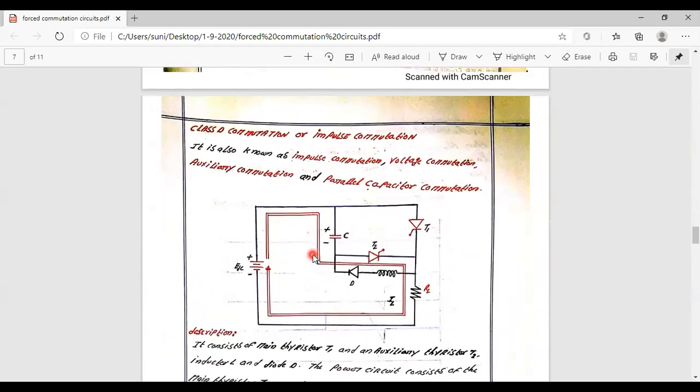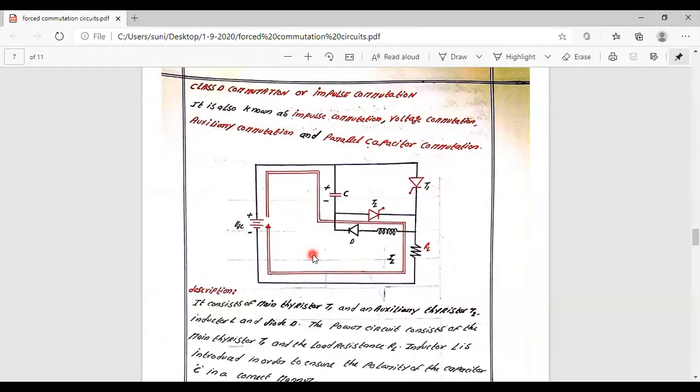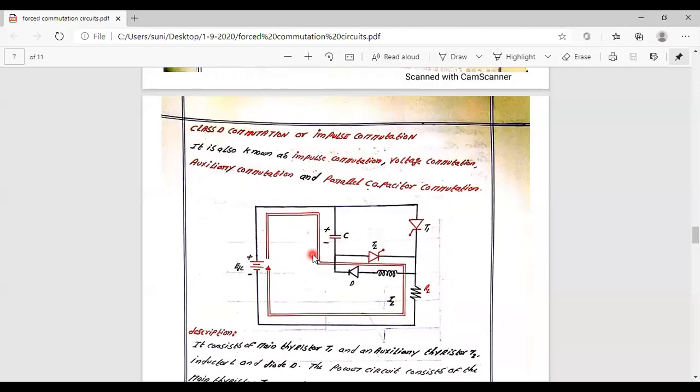Okay. So then moving to the fourth one, that is going to be the class D commutation or impulse commutation. So this is going to be called as a parallel capacitor commutation. Here in this, the capacitor is going to be connected in parallel. The operation is going to be the same, but the commutating element is going to be connected in parallel with the main device. So the main device is going to be T1, auxiliary device is going to be T2.